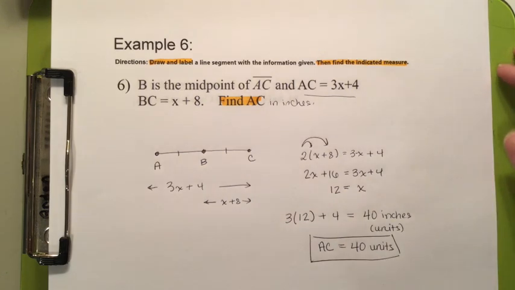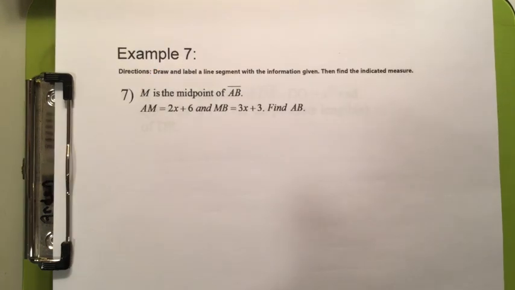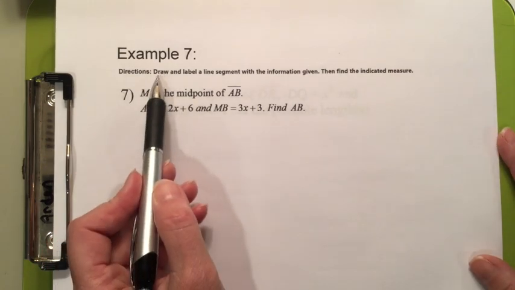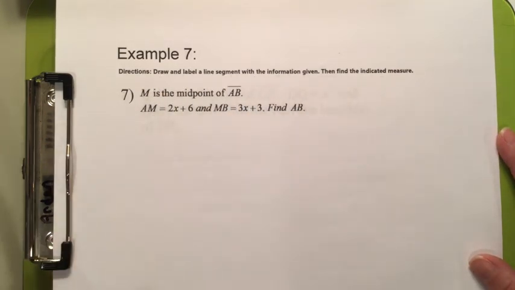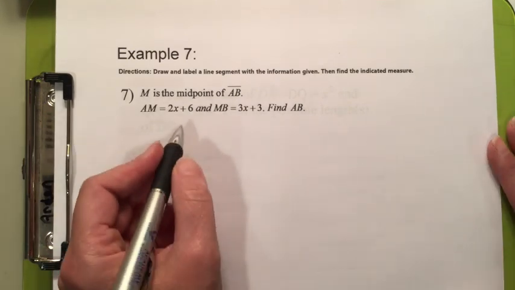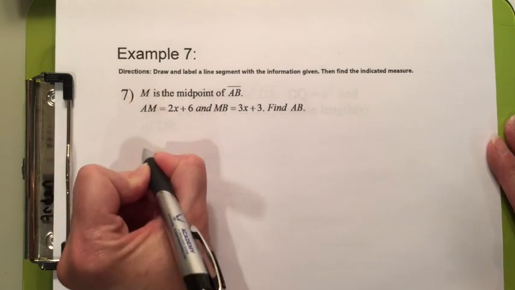Put a box around our final answer. Okay, moving right along, we're almost finished here. So again, I'm going to read the directions: draw and label a line segment, find the indicated measure. So why don't you pause it here and see if you can do it. All right, let's give this a try.